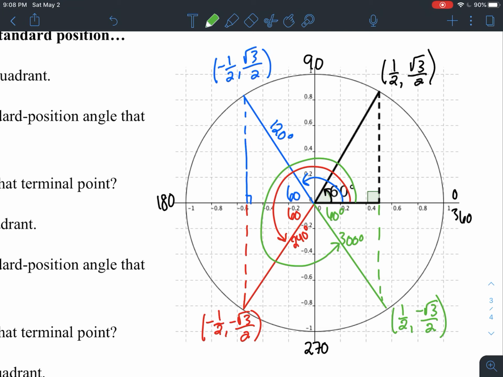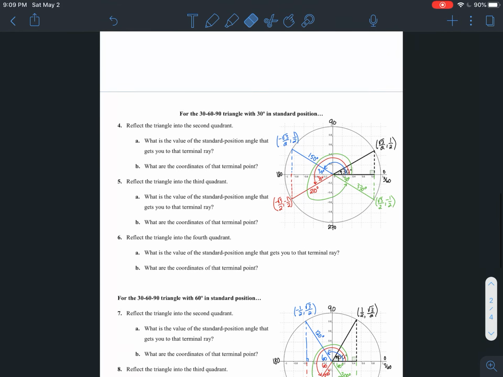In quadrant 1, which is this area up here, all of those have a positive x value and a positive y value. In quadrant 2, it's a negative x value because we're going left, and a positive y because we're going up. Quadrant 3 has both negatives because it's left and down, negative, negative. Quadrant 4 in the bottom right is a positive x value because we're going right, but a negative y value because we're going down.